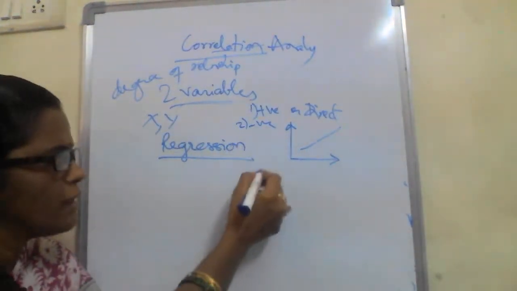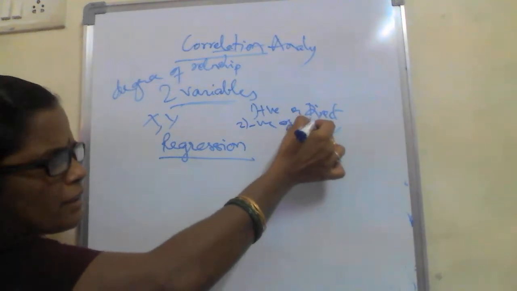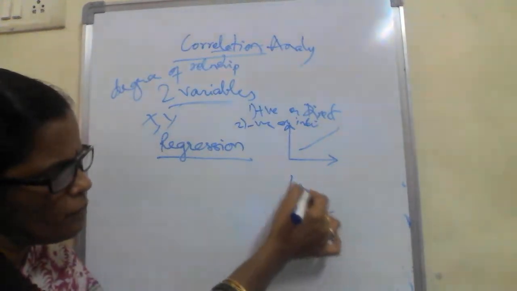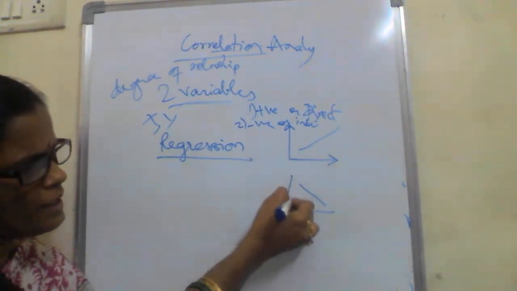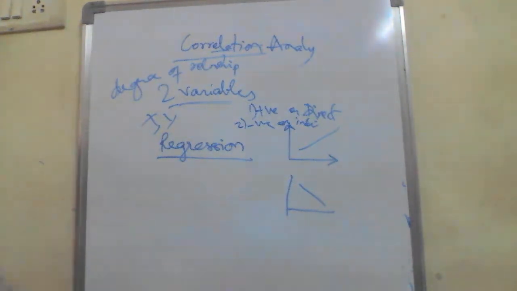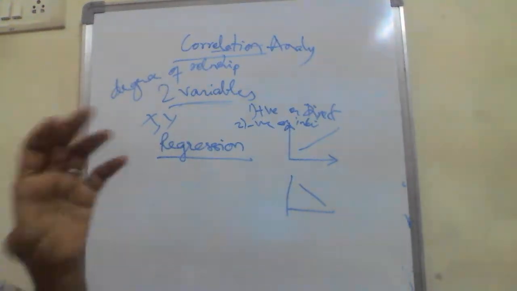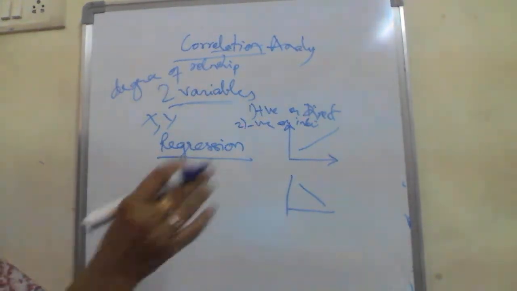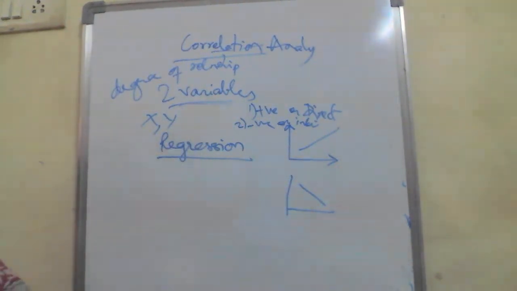Next is negative or indirect, or you can call it inverse. It will be this way. If x is increasing, y is decreasing, it is coming down. For example, price and demand: if the price increases, the demand will decrease, the number of people who purchase the product will decrease. Next is perfect. Perfect means the change in one variable is followed by the change in the other variable. Next is linear. Linear means the two variables move in the same direction, that is, if x is increasing, y is also increasing.